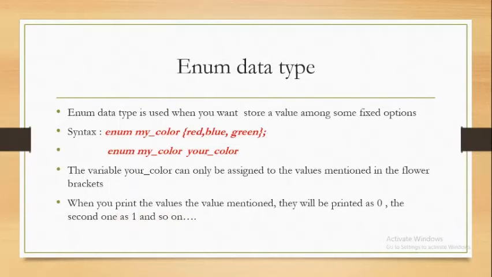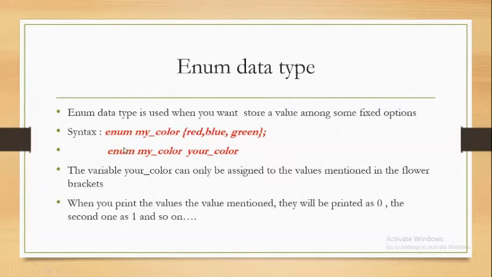The next one is the enum data type. Enum data type is used when you want to store a value for the variable among some fixed options. Here the syntax is, first you write enum and something like my color, and in the curly brackets you write the values you want: red, blue, green. Other than these three, no other values can be assigned to the enum data type.